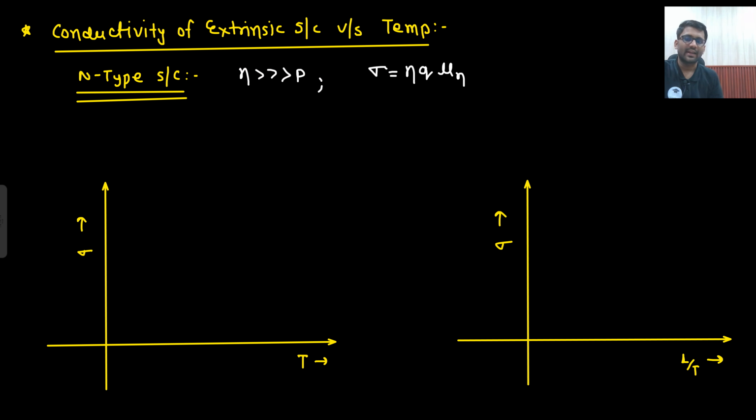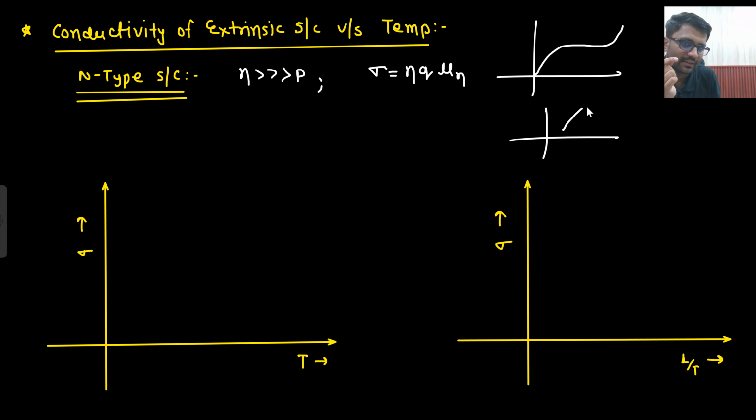Now we will move to extrinsic. So in extrinsic, we are talking about n-type semiconductor where n is very much greater than p. So sigma is equal to n q mu n. So do you know the graph of n versus T? Yes. So in a rough manner, I am making the graph. This is the graph of n versus T. And do you know the graph of mu n versus T? Yes.